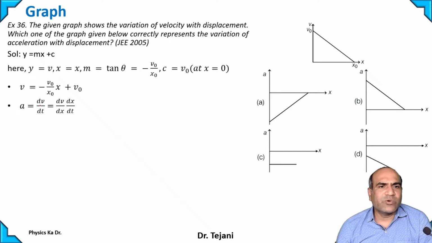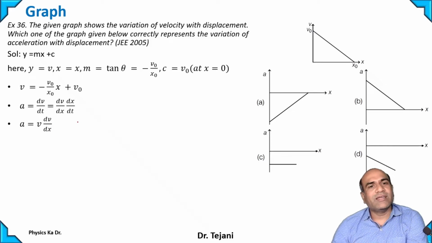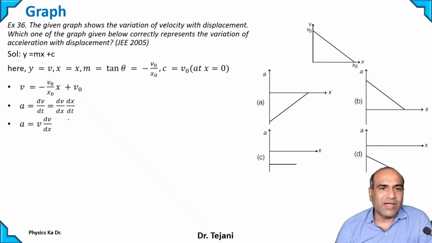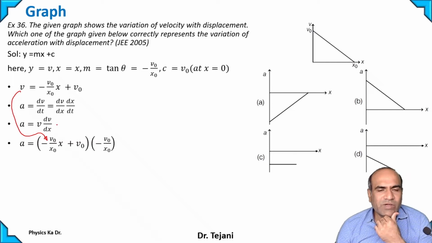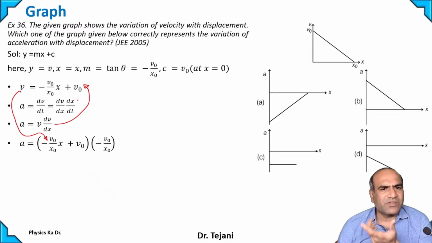We know that acceleration is equal to dv by dt, which is dv by dx times dx by dt. This kind of example we solved before also. And dx by dt is equal to v. So acceleration is equal to v dv by dx. We have the value of v, so put it here. Do we have the value of dv by dx? We can differentiate this. So it is minus v0 by x0, and it just remains this one portion. Put this here.